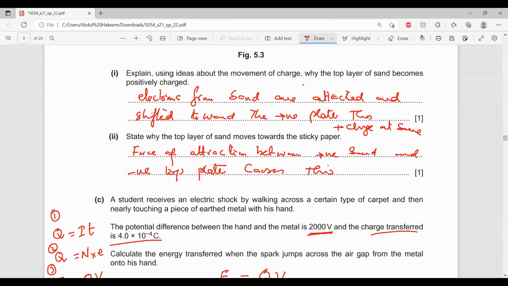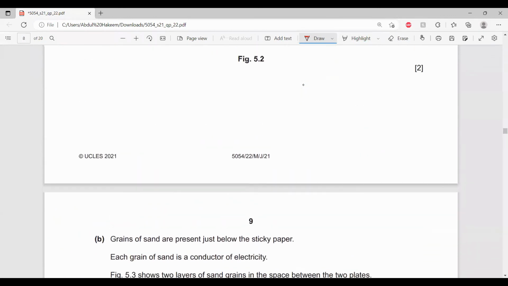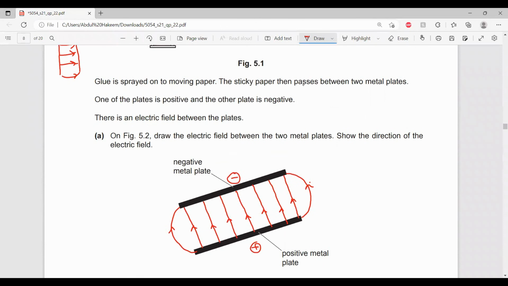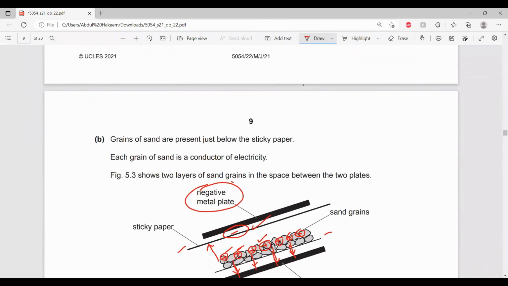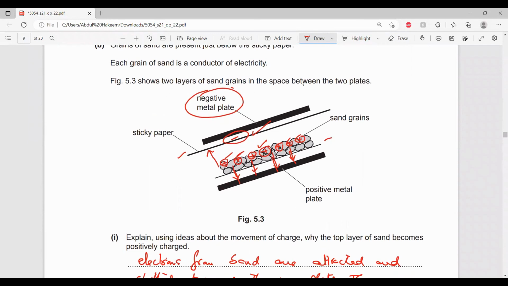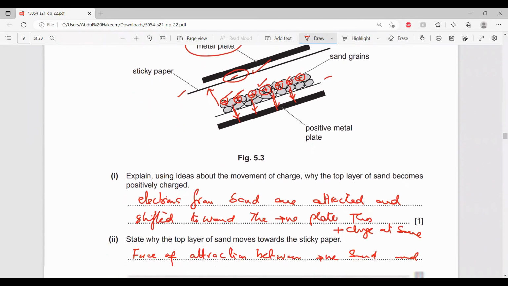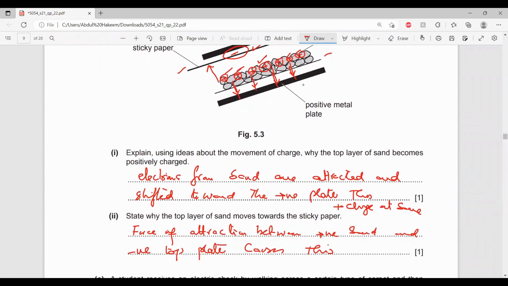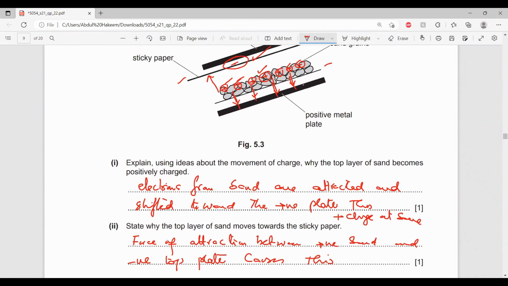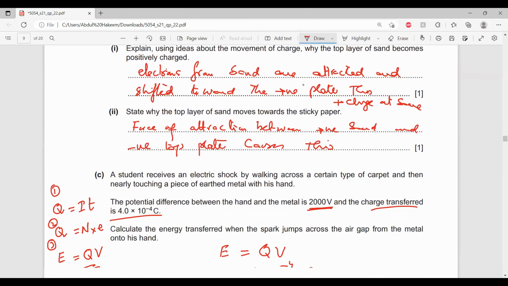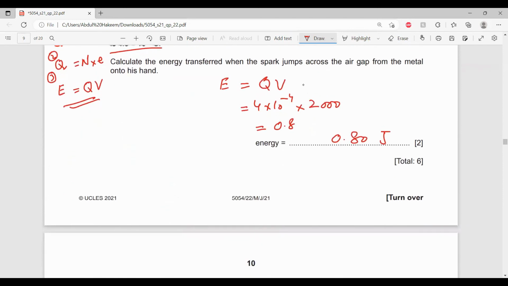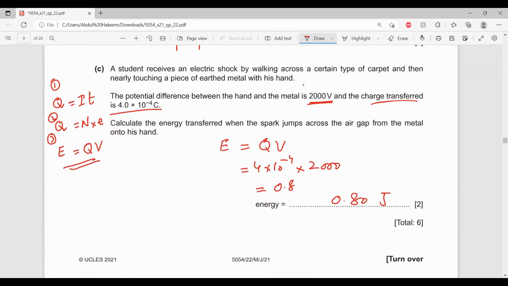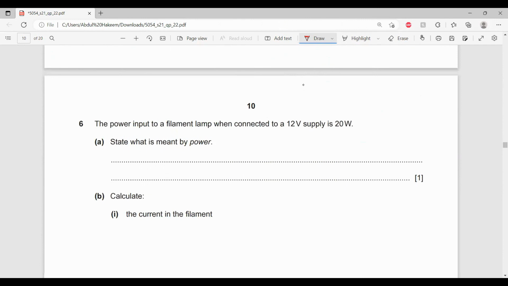So look at the answer. This is the electric field between the positive and negative plate. And these are actually the charges. Electrons are transferred by attraction, creating the positive charge. And there is attraction between the positive sand and the negative sticky paper. And then energy is equal to charge multiplied by voltage.